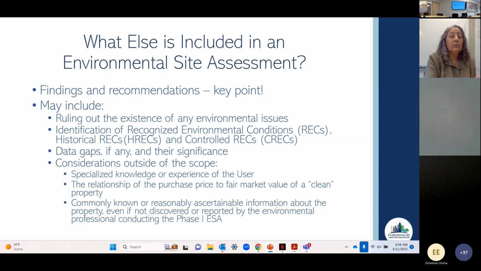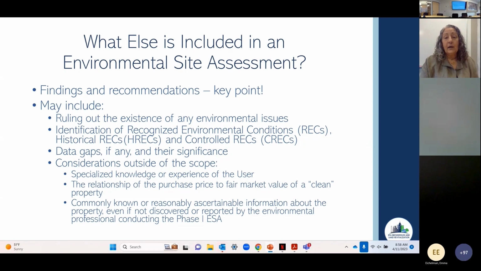In ruling out the likelihood or presence of any environmental issues, your suspected brownfield site becomes a clean property and you have removed the stigma. That's a huge benefit for communities if they have a site that people have been shying away from because they think it's contaminated. A phase 1 may rule that out and tell you, no, you really have a clean site.